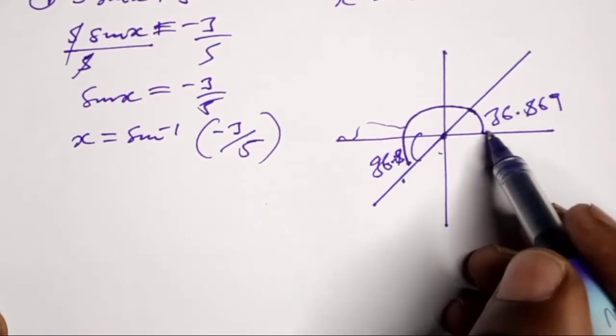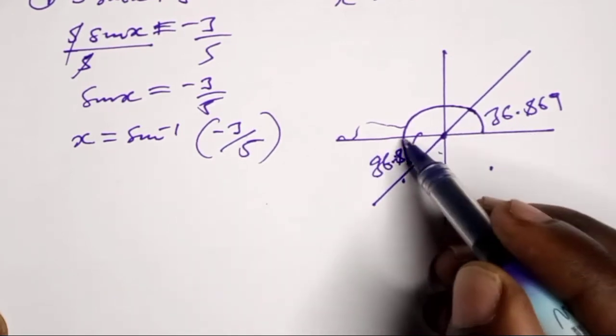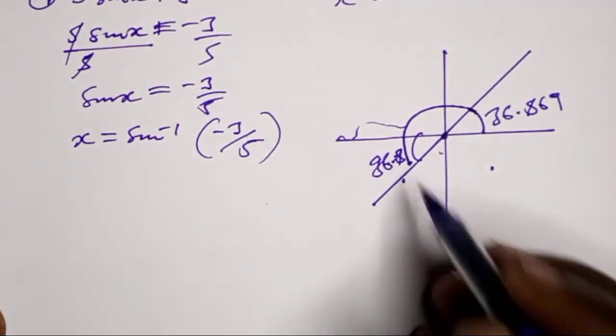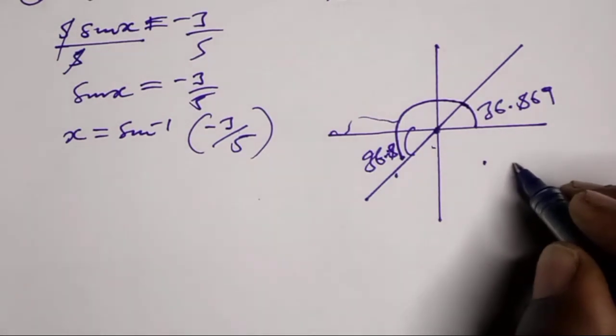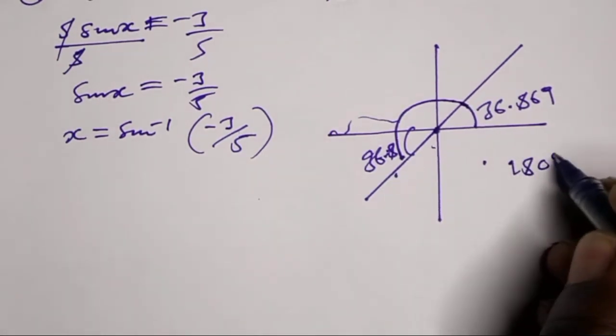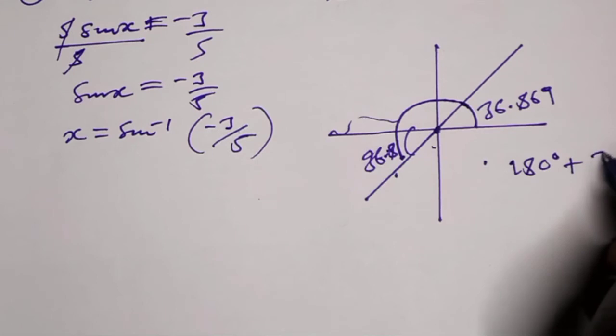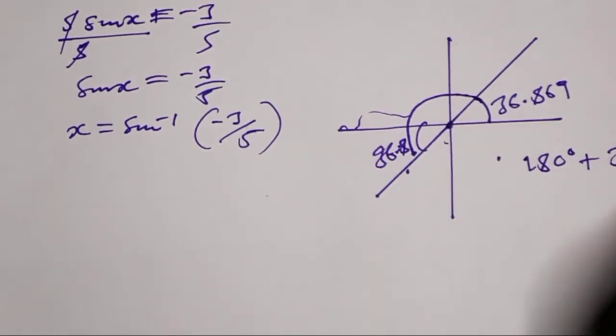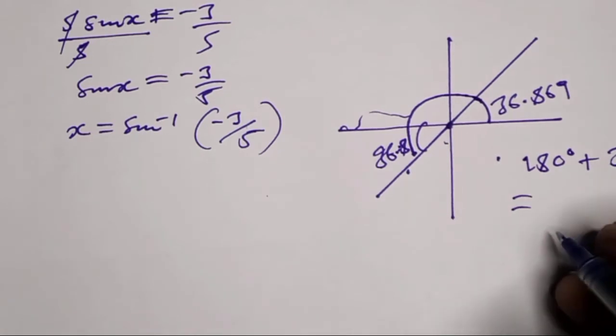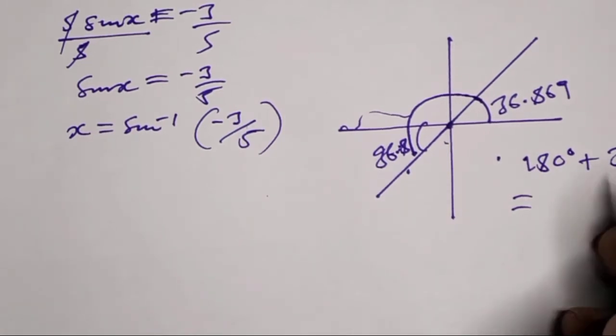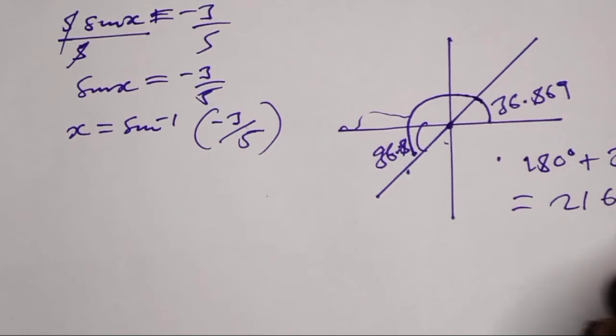So what you do, you come here. This is a straight line which adds up to 180. So we are going to add 180 degrees plus 36.87 degrees, in which we are going to have 216.87 if you round off.